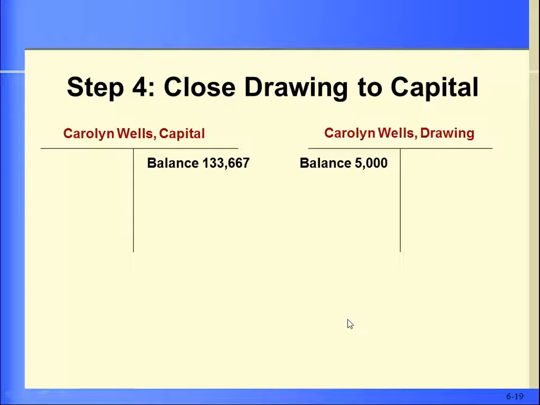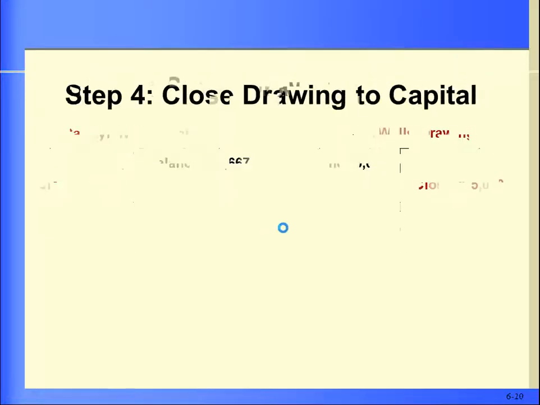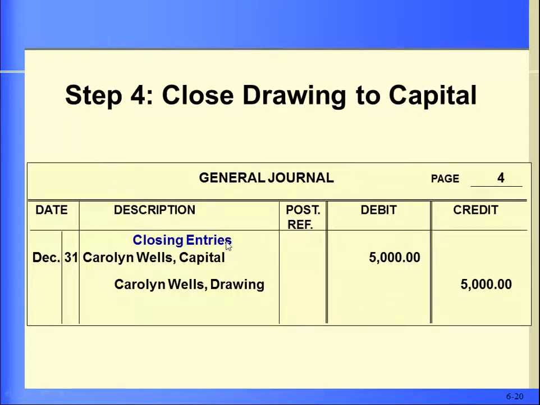So here's the balance of the capital account. Here's the balance of the drawing account. We're showing an example in T accounts. We're going to close the drawing, make this 0, and we're going to reduce capital by 5,000. So it's going to be 133,667 minus 5,000. And here's the closing entry.